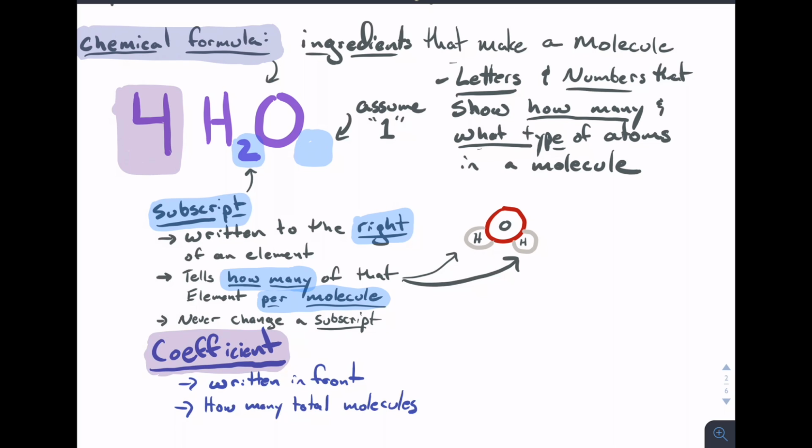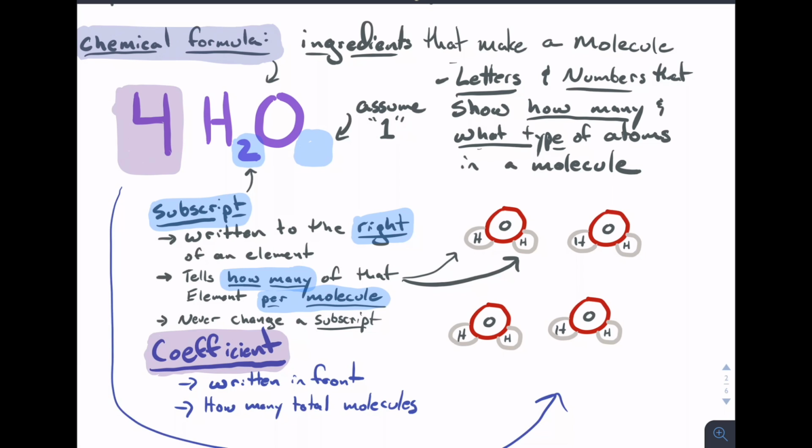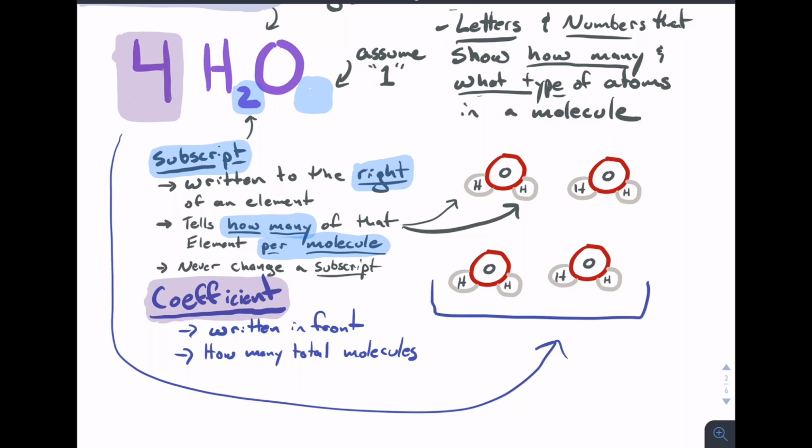So for our example, I think I got some highlighting here. Yep. For our example, since it says 4H2O, what that's going to mean is that there need to be 4 water molecules altogether. So there's 2, 3, and 4. The coefficient is written out in front, and it tells us how many total molecules there are. So 4H2O would look something like this. 2 hydrogens per oxygen, and then you have to have 4 of those groupings all together.